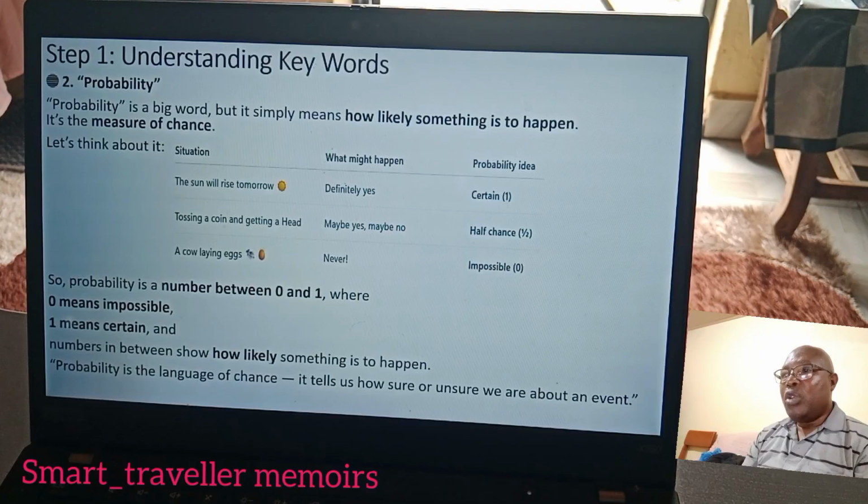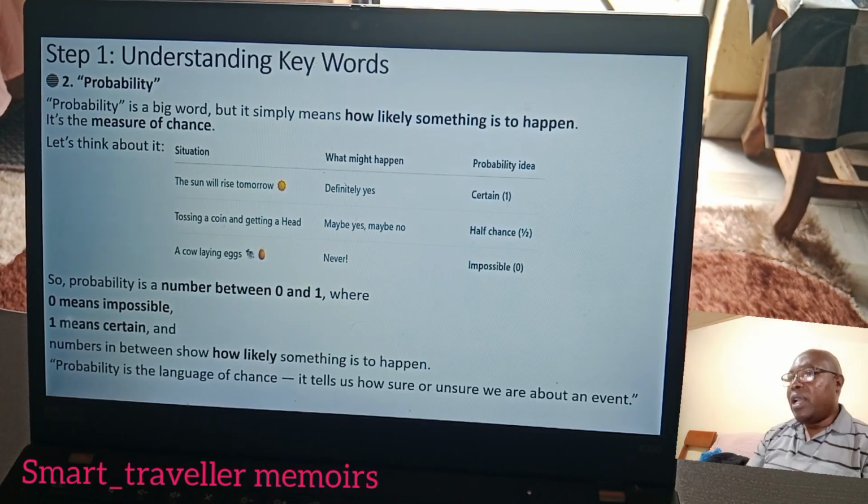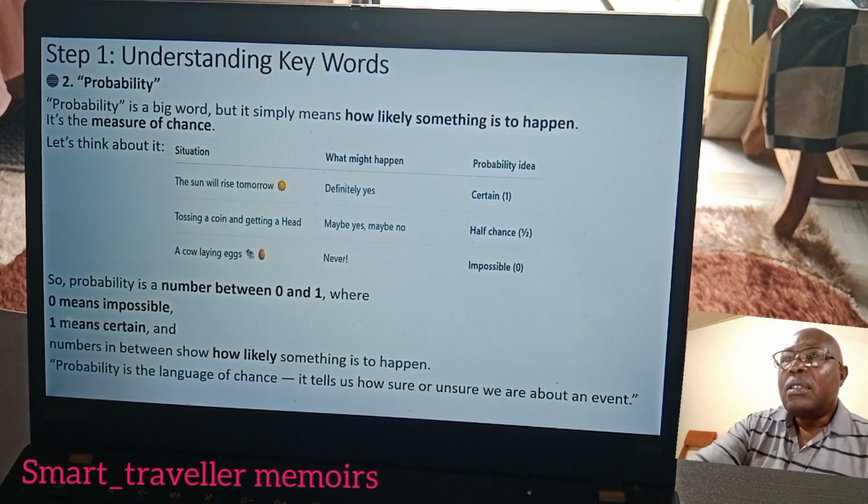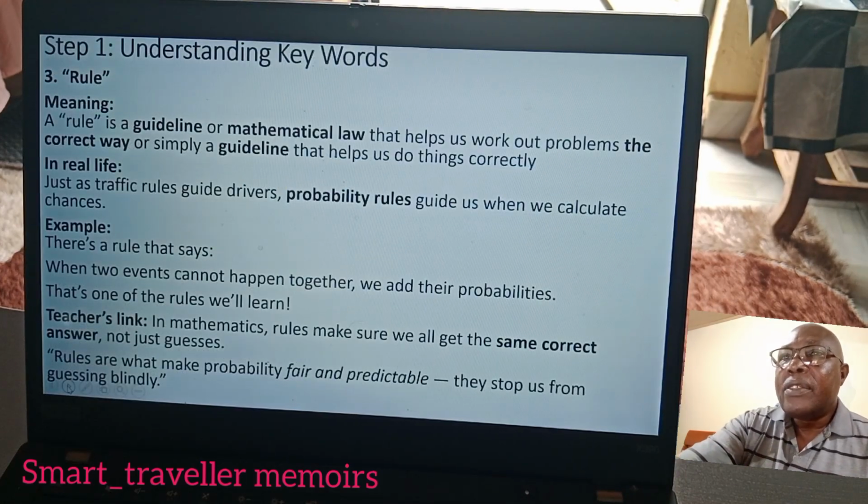So, probability is a number between 0 and 1, where 0 means impossible, 1 means certain, and the numbers in between show how likely something is to happen. Probability is the language of chance. It tells us how sure or unsure we are about an event. Remember, English is not our first language, so there was a problem with the word chance.